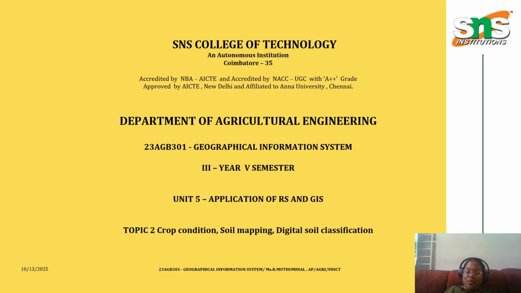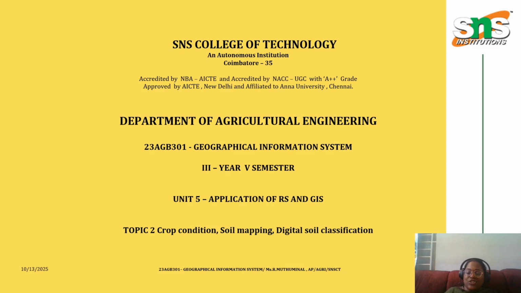Today we'll see the topic on crop production condition, soil mapping and digital soil classification that comes under the unit Application of Remote Sensing and GIS under the subject Geographical Information System for the students of third year 5th semester.